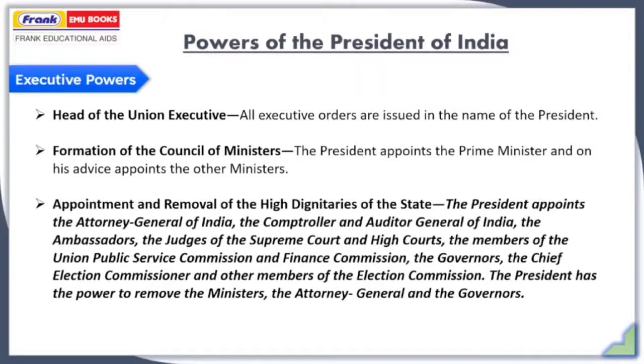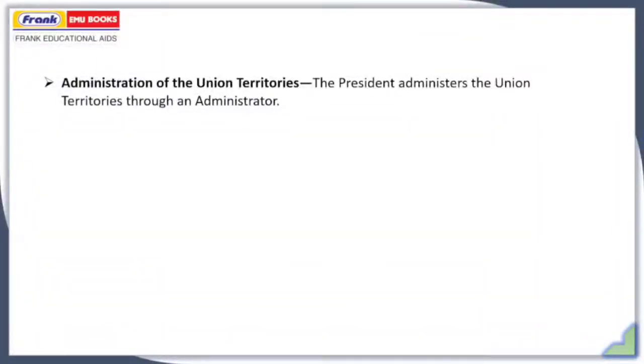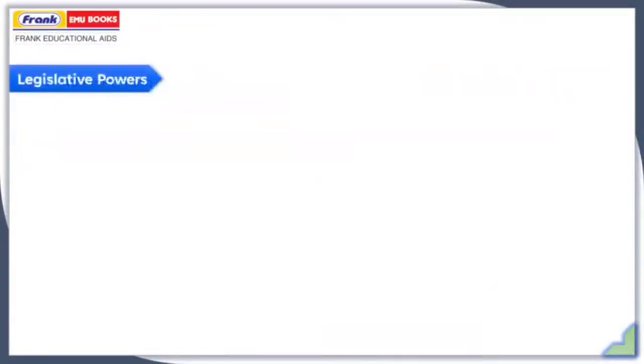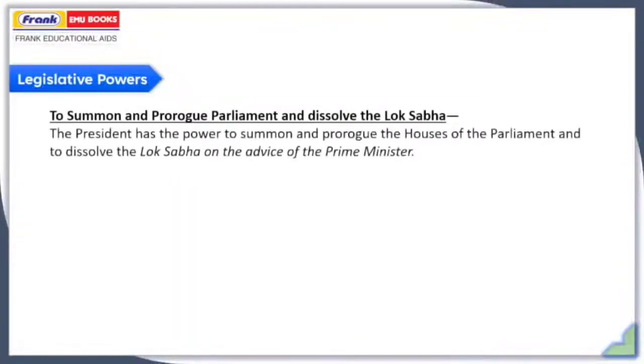The President has the power to remove the ministers, the Attorney General and the governors. The President of India also administers the union territories. Legislative powers of the President of India. The President has the power to summon and prorogue the houses of the Parliament and to dissolve the Lok Sabha on the advice of the Prime Minister.